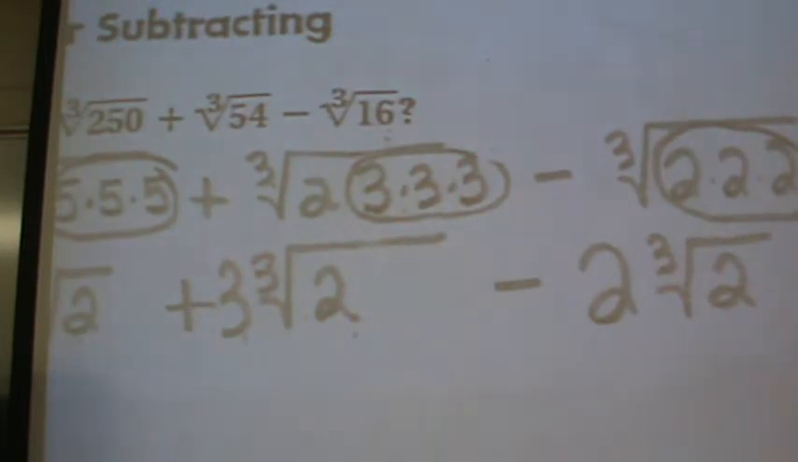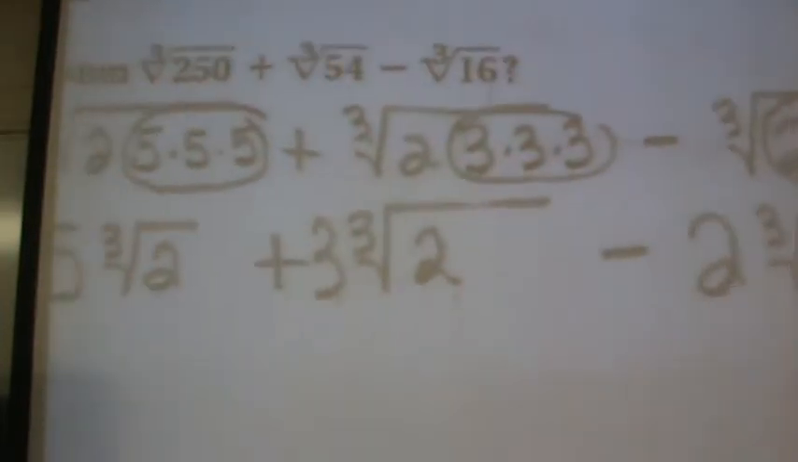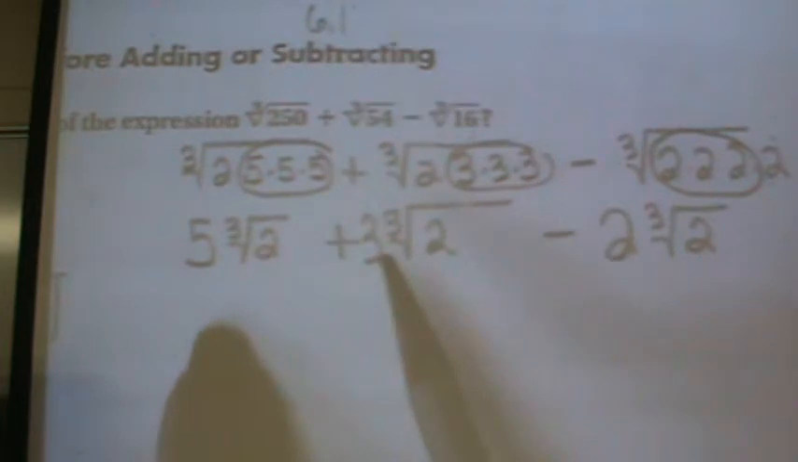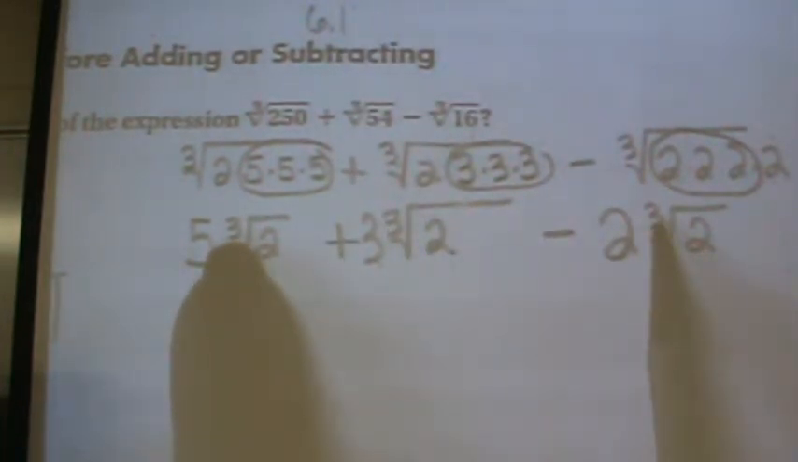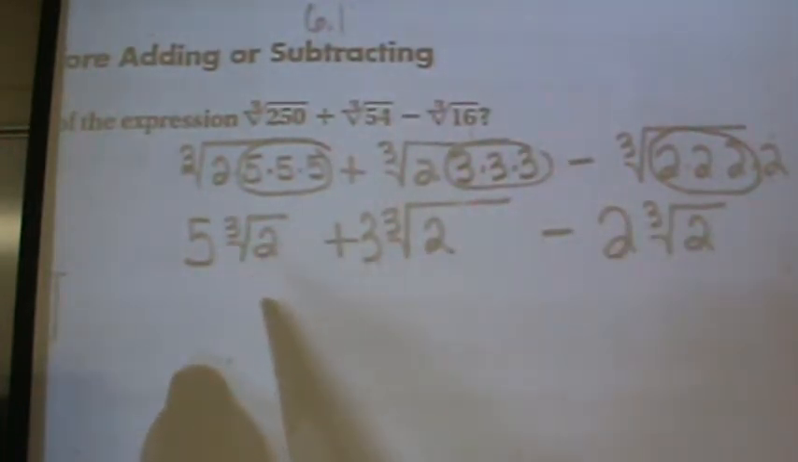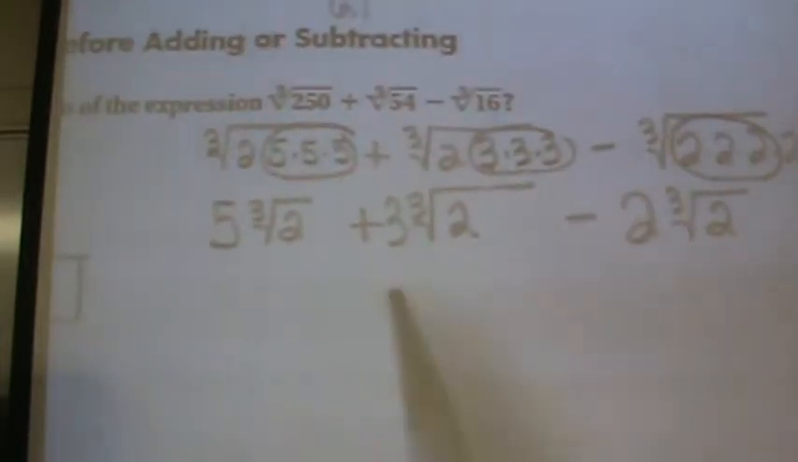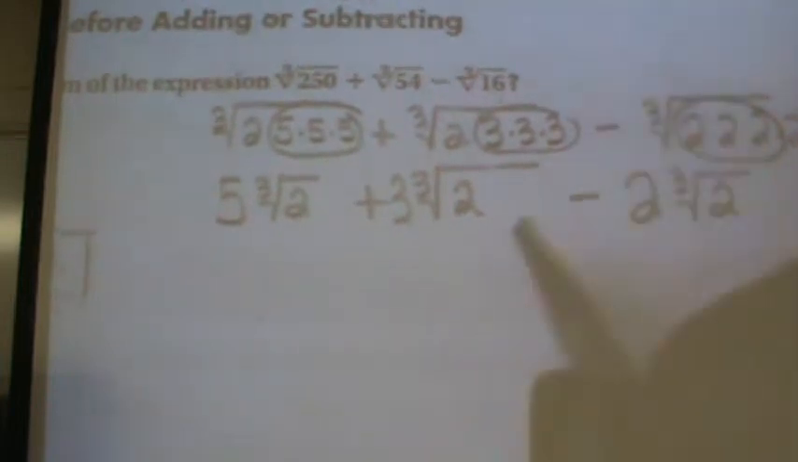So now can you tell me what to do? You can combine them. Are the indexes the same? Yep. So you're saying it's 6 cube root of 2. Can you explain where the 6 came from? 5 plus 3 is 8, minus 2 plus 3.